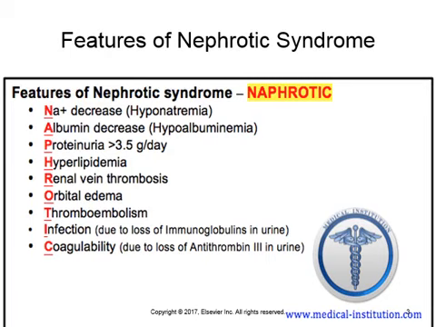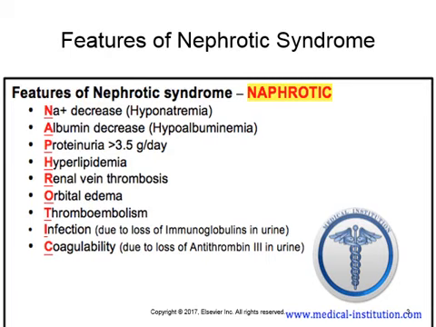Renal vein thrombosis can occur. That's a risk factor when you have nephrotic syndrome. Edema, orbital edema, is representation of the systemic edema that can be a result of proteinuria. Thromboembolism, again, the risk of forming clots.